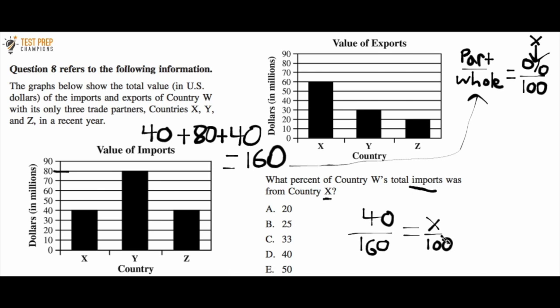If I have X divided by 100, and I want to get X by itself, what move am I going to make? Well, I'm going to multiply by 100, all right, because the hundreds will then cancel out. But whatever I do to one side, I also have to do to the other side, all right? You're free to crunch the numbers in your calculator, but if I do 100 times 40 divided by 160, the answer is 25.